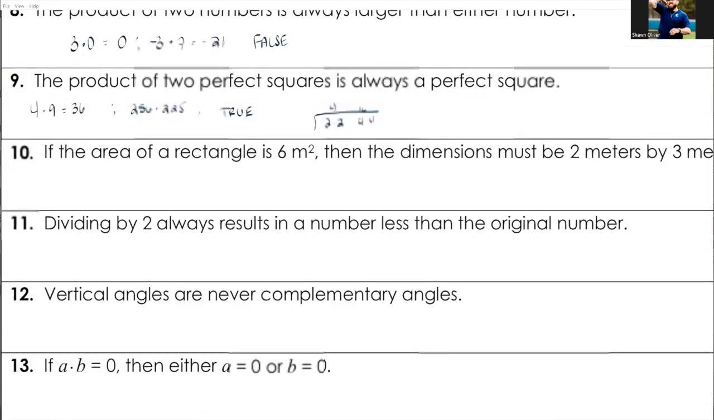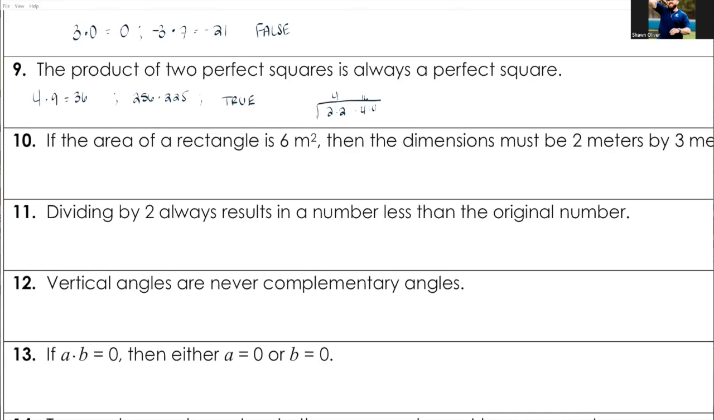If the area of a rectangle is 6 meters squared, then the dimensions must be 2 by 3. So area, remember that's just length times width. Okay, so this rectangle has to be 2 times 3, to get an area of 6, length times width.